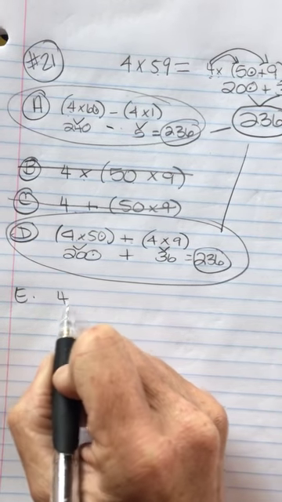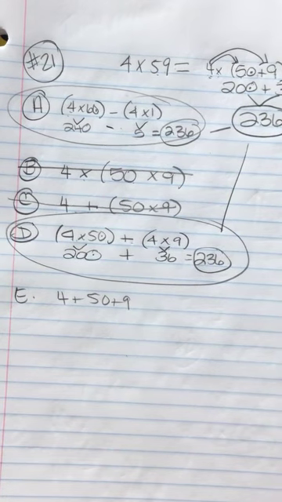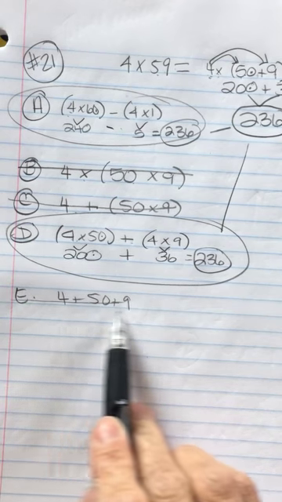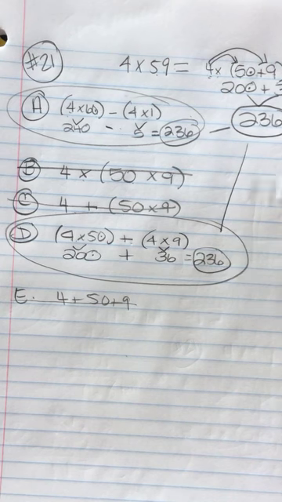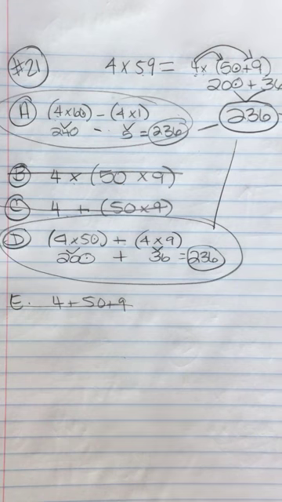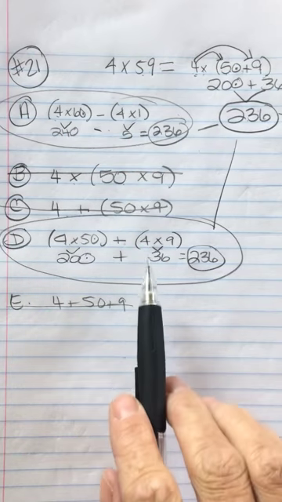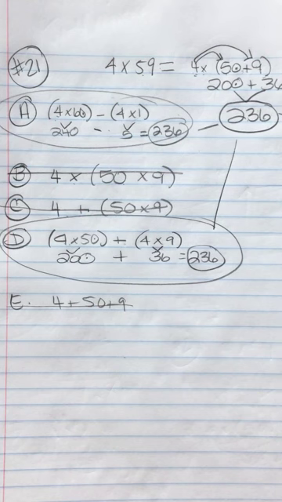E, they say 4 plus 50 plus 9. Well, there's no multiplication in that at all. That doesn't even make sense. So we're going to cross it out. So our 2 correct choices would be A and D. Now, in order to get full credit for this problem, I want to see all of this worked out. If you have not tried it and you're not showing me that it doesn't make sense and how you know this information, then I won't give you full credit.